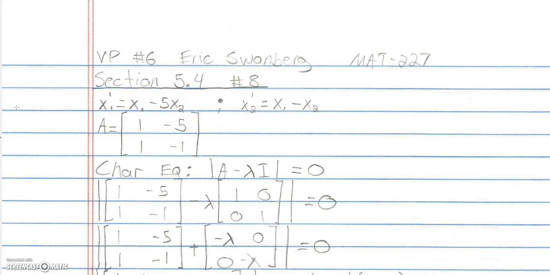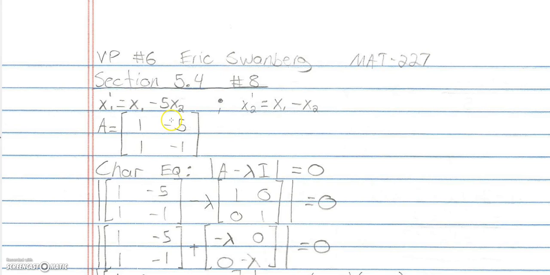This is VP number 6, section 5.4, problem number 8. The problem is to apply the eigenvalue method and to find the general solution. So we are given x1 prime is equal to x1 minus 5x2 and x2 prime is equal to x1 minus x2. So we can put this into a matrix. We're going to let our A equal to this right here.